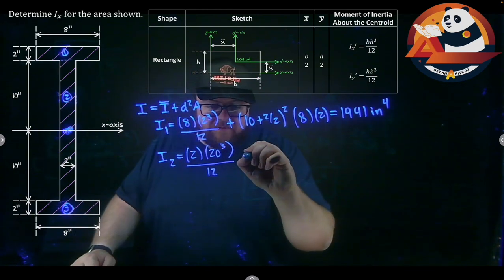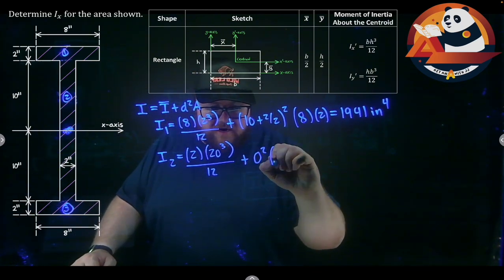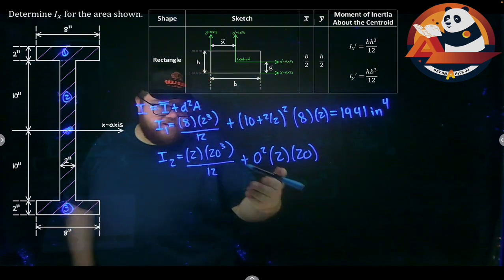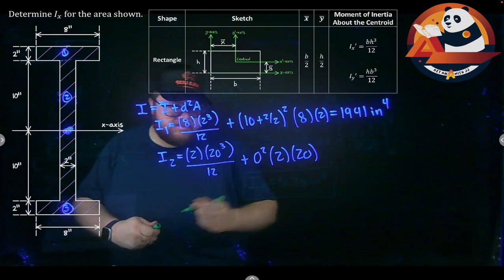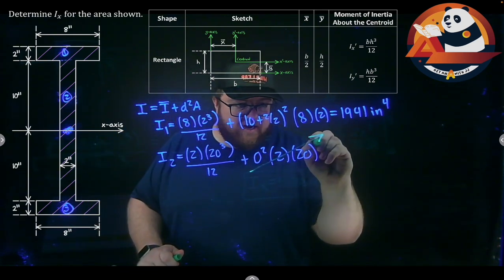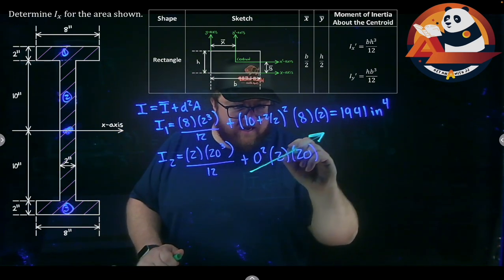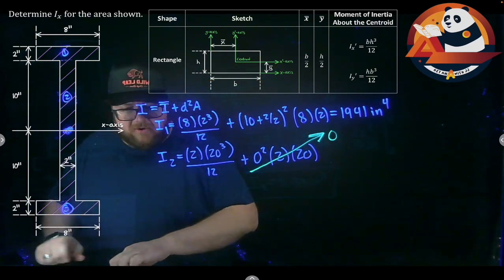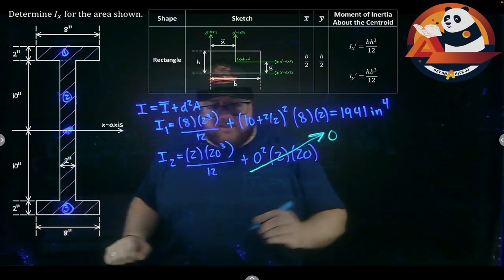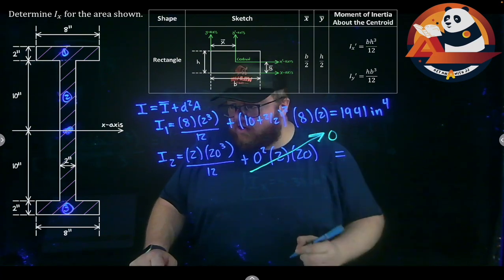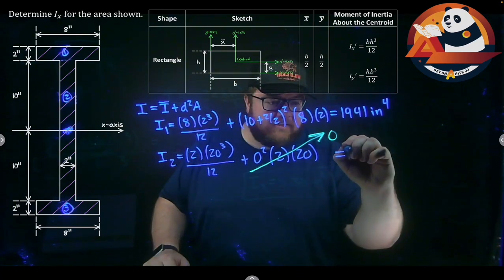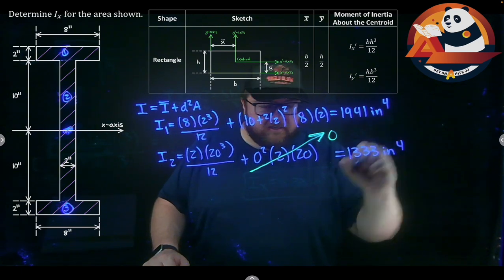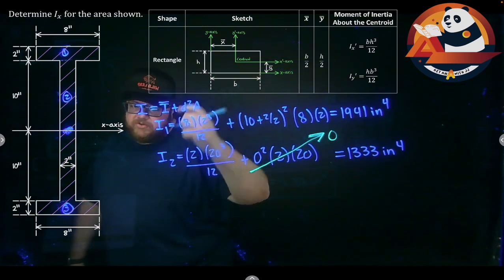Or really we could say plus 0 squared times the area. But if it's 0, this whole piece is going to drop away. There's really not a ton of value in me adding that in. That all goes to 0. We can leave that off moving forward. But we have 2 times 20 cubed over 12. That will get us a moment of inertia here of 1333 inches to the 4th. And then we just repeat that for I3.